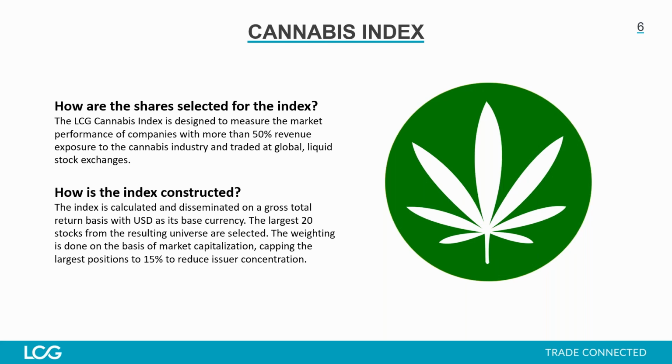And the weighting is done based on market cap. So the biggest companies will have the biggest weighting in the index, but it's capped at 15%. So no one company represents more than 15% of this index. And here it's talking about issuer concentration, but it's basically to keep the index diversified.